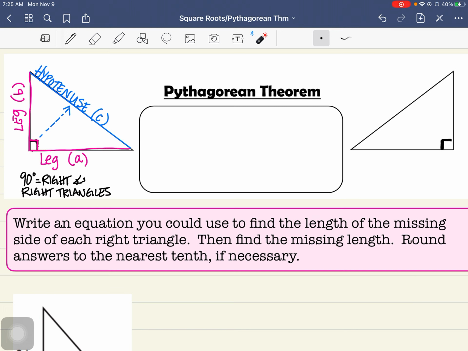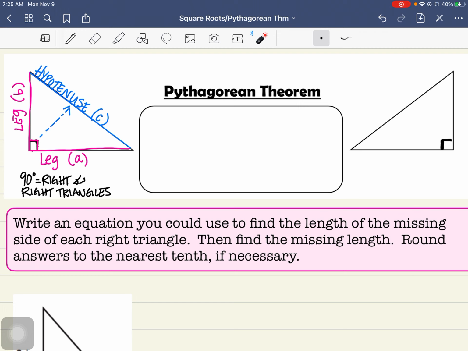All right, so what I want you guys to do right now is pause the video. I want you to draw one similar to this, and then label it. Which sides would be the legs, and which side would be the hypotenuse? Go ahead and pause.